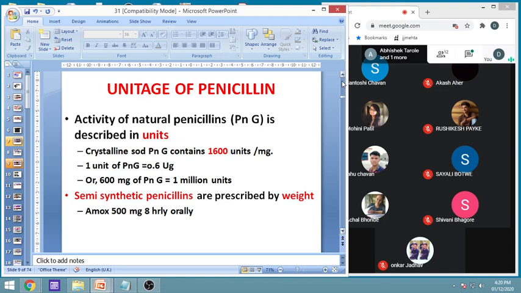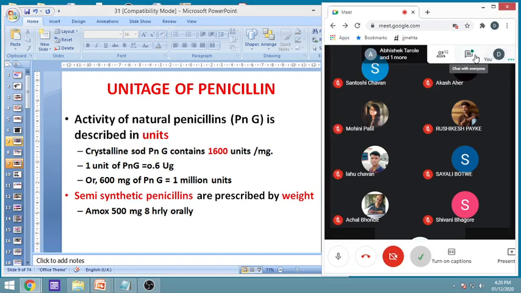Penicillin is given in the form of units. It is not given in milligram or microgram doses. So how are these units calculated? The activity of natural penicillin is described in units, but the other analogues, like semi-synthetic and synthetic analogues, are given in their weight form.